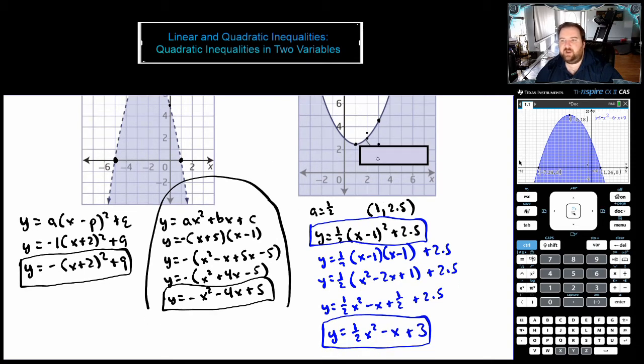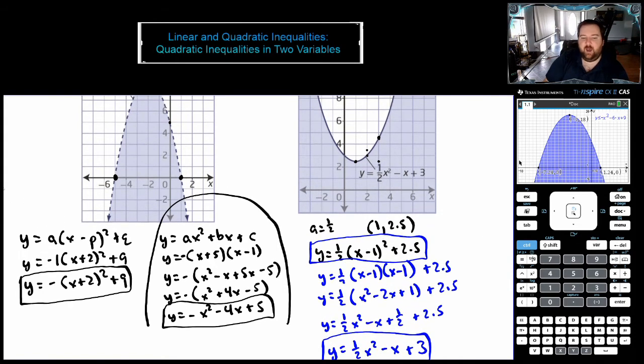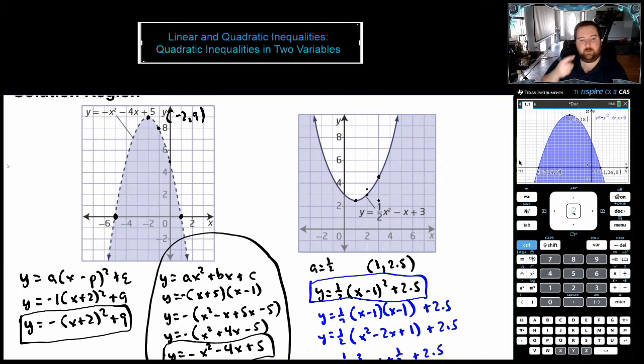And so let's check the solution here. And again, these aren't the solutions, it's just the actual graph. 1/2 x squared minus x plus 3, general form. We got it. Okay, now we need to determine the actual inequality. So we have the functions, but we need the inequalities.